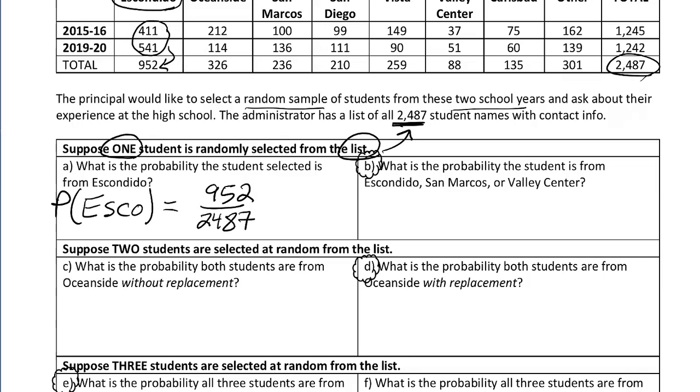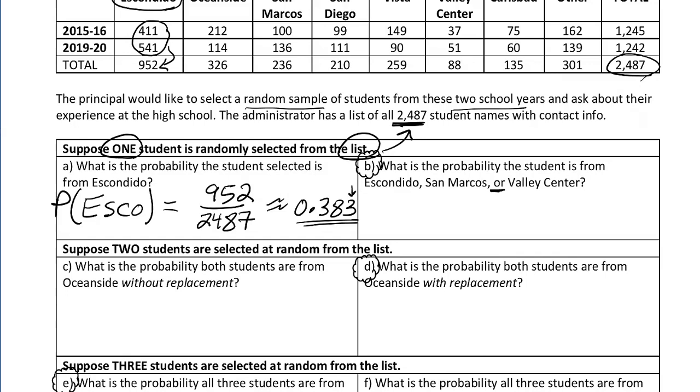On Schoology, we'd like you to leave the answer as a fraction whenever you get a single fraction like this. Otherwise, we'll write the decimal. If you're writing the decimal, it would be 0.383. That's rounded to the nearest thousandth place. B: What is the probability the student is from Escondido, San Marcos, or Valley Center? If you'd like to answer that now, when you get to your try this, you could just type the answer in. But you can go ahead and try that. We did an OR probability in the previous video if you need help with that.